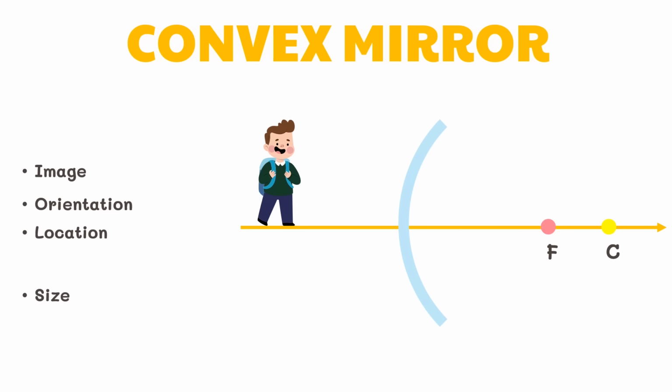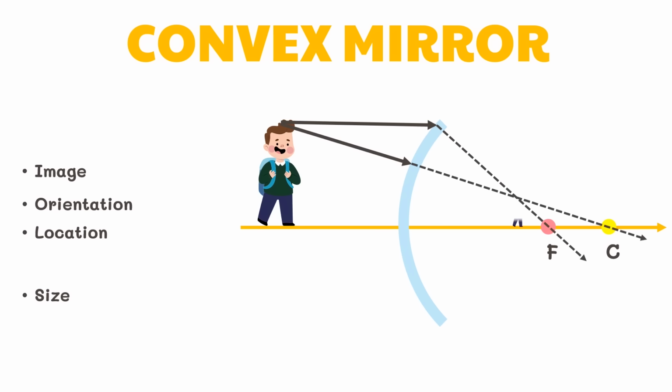In convex mirrors, the location of the object does not affect the characteristics of the image. Convex mirrors will always produce a virtual, upright, and smaller image located on the opposite side of the mirror. Unlike concave mirrors, convex mirrors always produce images that share these characteristics. As such, the characteristics of the images formed by convex mirrors are easily predictable.